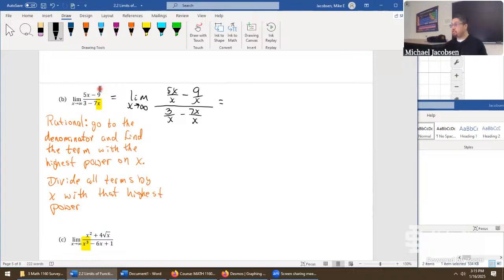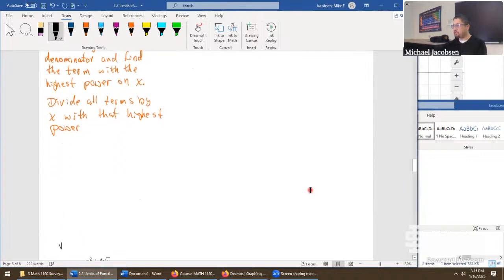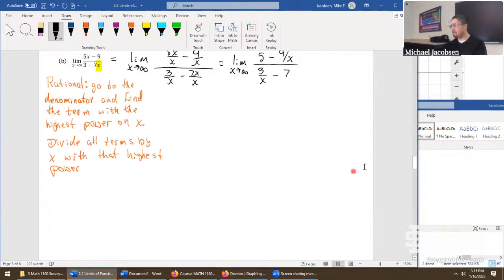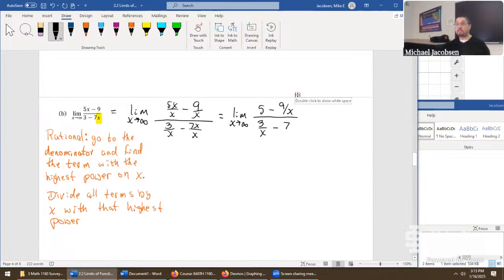Next step you need to do is just simplify what we've got now. So now it's limit x goes to infinity. In the numerator, we have 5 minus 9 over x. Then finally in the denominator, 3 over x minus 7. Let me put a little bit of extra space down there. So this is where we would want to be with our limit laws. And here's what's going to happen next.